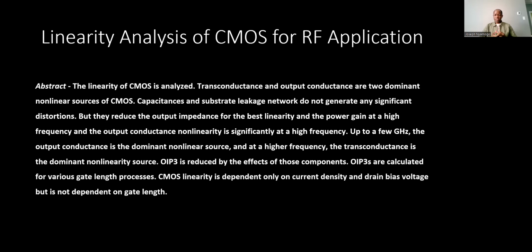The output conductance is the dominant nonlinear source, and at a higher frequency, the transconductance is the dominant nonlinearity source. OIP3 is reduced by the effects of those components. OIP3 is calculated for various gate length processes. CMOS linearity is dependent only on current density and drain bias voltage, but is not dependent on gate length.